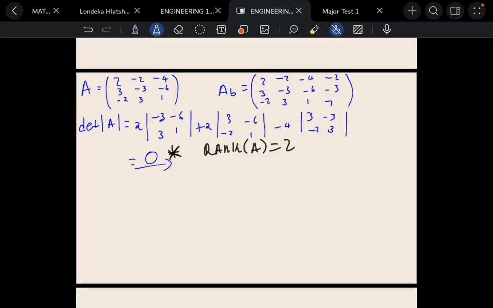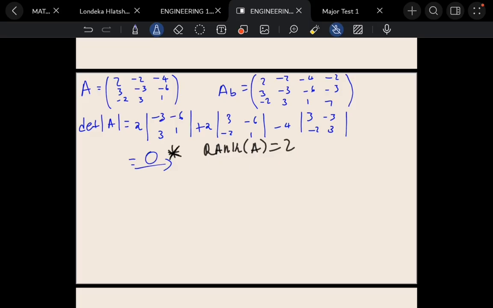Why am I saying it's going to be 2? Because there is a row or a column that is linearly dependent on another row. So that's why we'll say that the rank of A is going to be less than the order of the matrix. I think this is very clear.